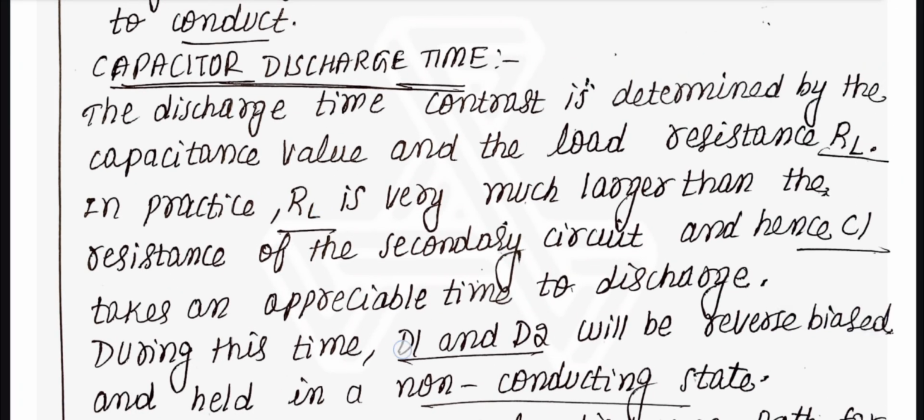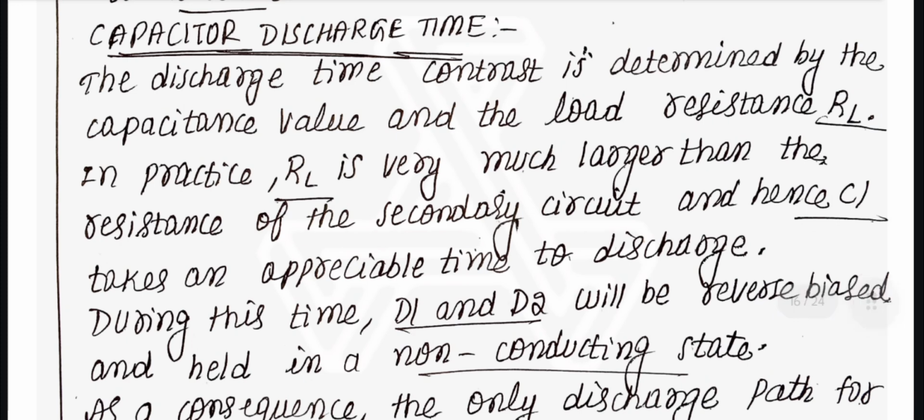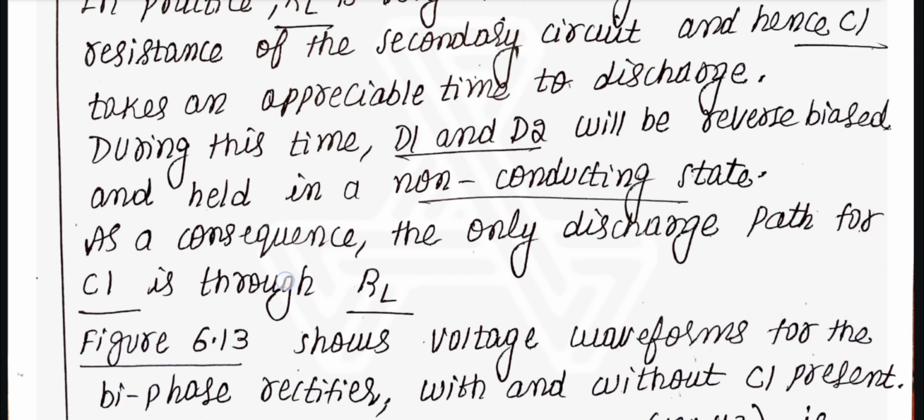Capacitor discharge time. The discharge time constant is determined by the capacitance value and the load resistance RL. In practice, RL is very much larger than the resistance of the secondary circuit, and hence C1 takes an appreciable time to discharge. During this time, D1 and D2 will be reverse biased and held in the non-conducting state. As a consequence, the only discharge path for C1 is through RL.